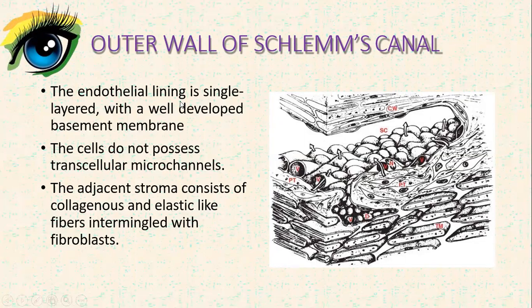But it's not too loose a type. The endothelial lining is a single layer with a well-developed basement membrane, which was a problem in the inner wall, but here a well-developed basement membrane is present. The cells do not possess transcellular microchannels; between the cells they do not have any microchannels. The adjacent stroma consists of collagen and elastic-like fibers intermingled with fibroblasts, or what is another name, keratocytes.